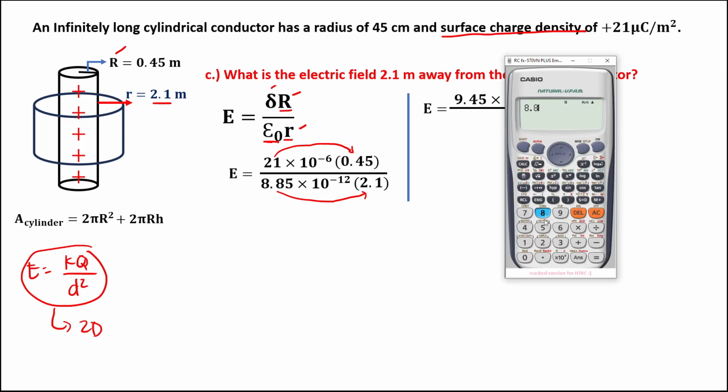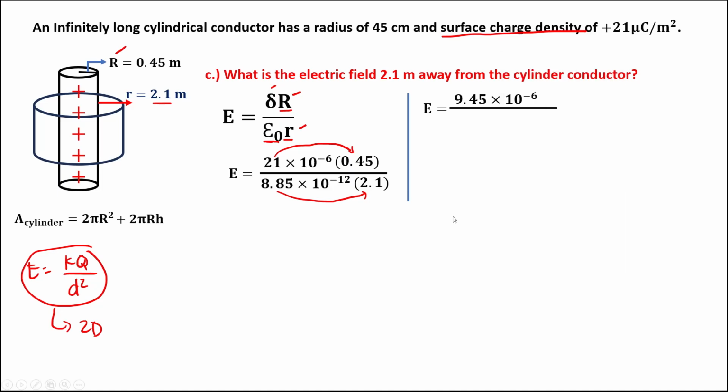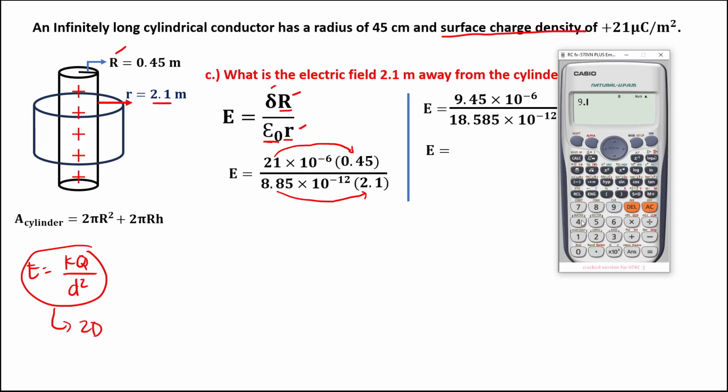So 8.85 times 2.1 equals 18.585. So 18.585 times 10 to the power negative 12. Then to simplify to find the electric field, we have 9.45 divided by 18.585 equals 0.5085.